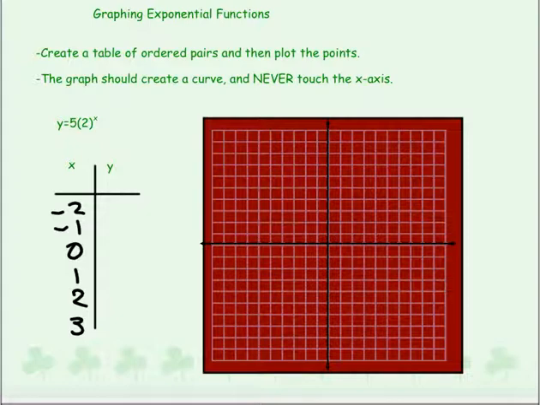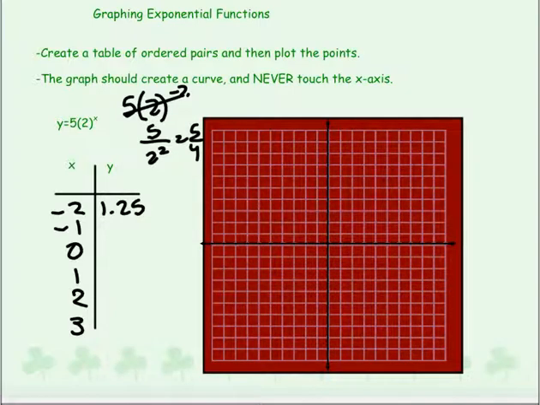So we plug in our values. We say 5 times 2 to the -2nd power. Well, if we do that, that's 5 over 2 squared, or 5 over 4. So 1 1/4, okay, 1.25.